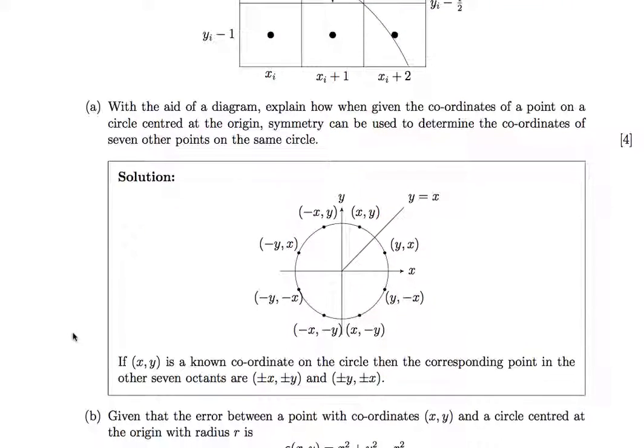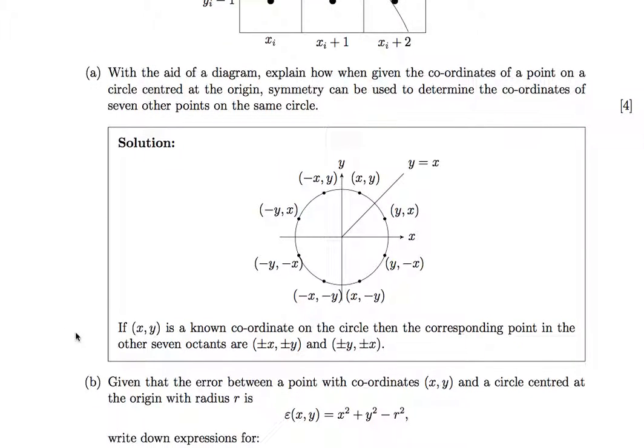Okay, so part A: with the aid of a diagram, explain how, when given the coordinates of a point on a circle centered at the origin, we can use symmetry to determine the coordinates of 7 other points. This is a bit of bookwork from the notes.